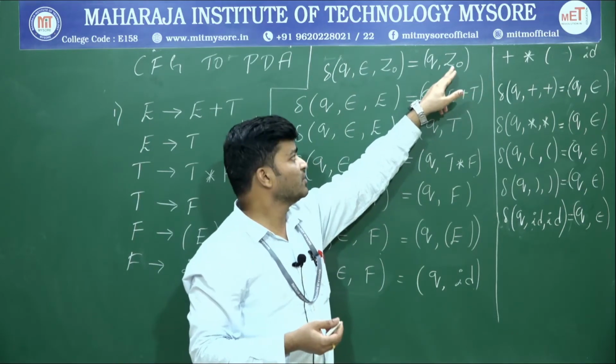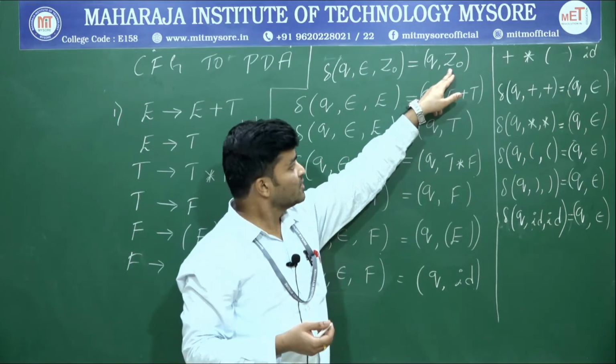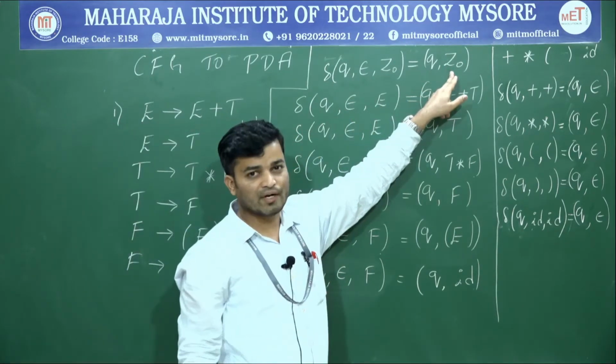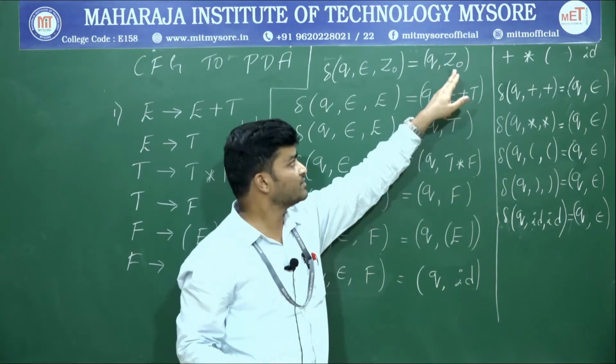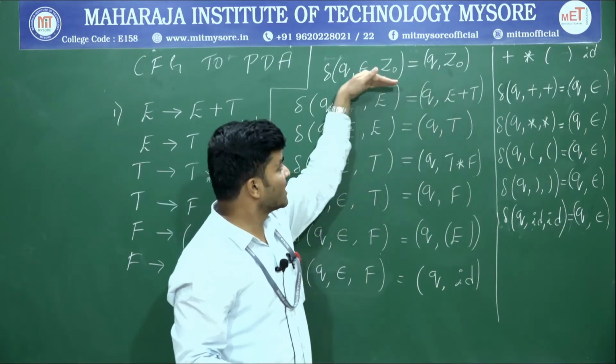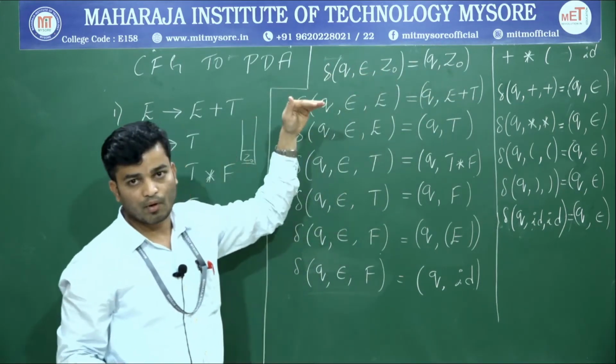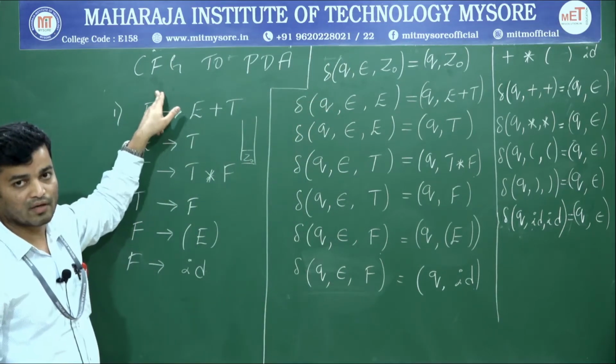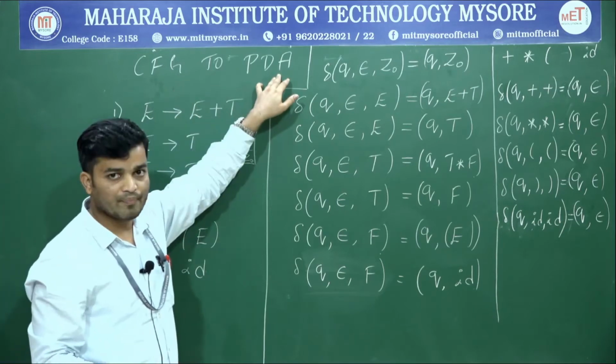In some textbooks they write the start symbol. So what is the start symbol of the given grammar? E. Instead of z naught, some textbooks write E. Either you can write the start symbol or just write z naught. This first transition is the same for all the problems that come under this particular topic, the conversion of CFG to PDA.